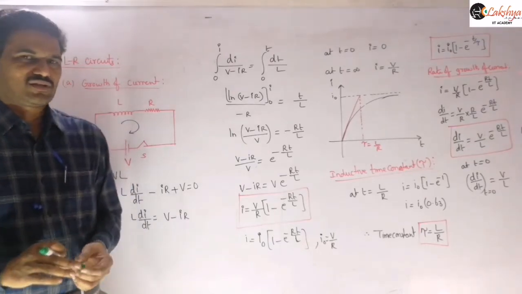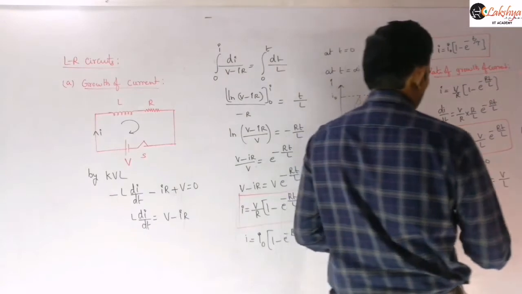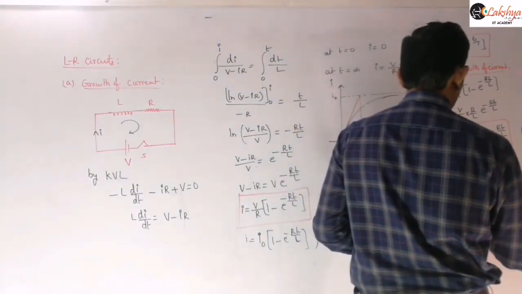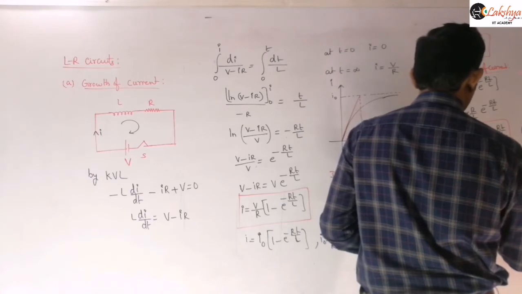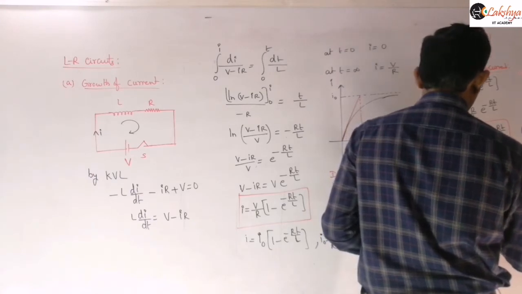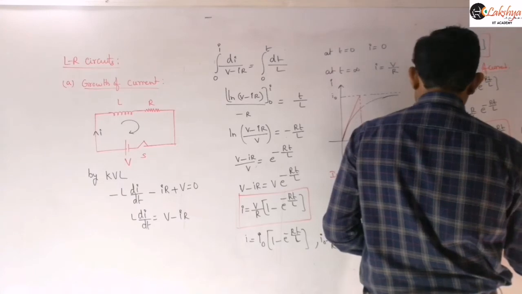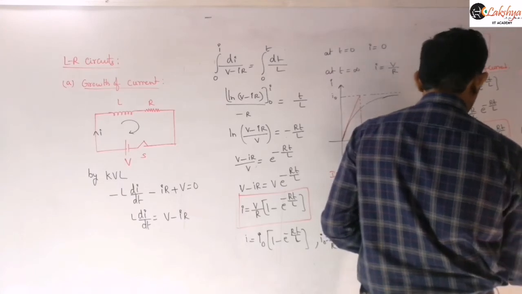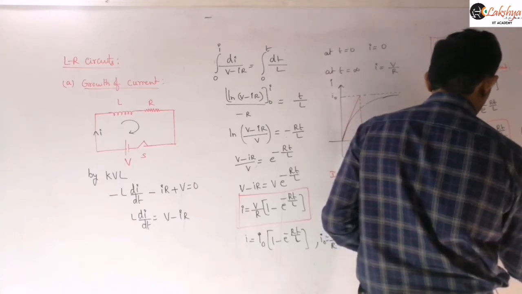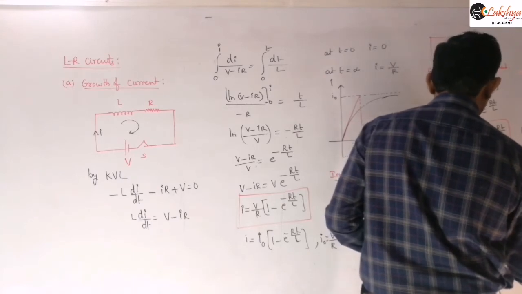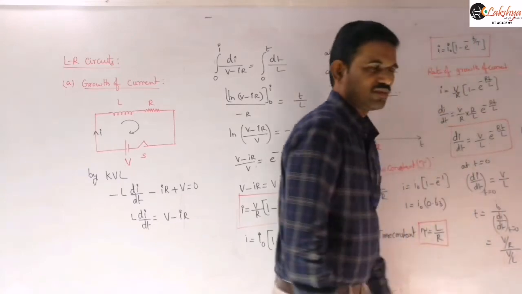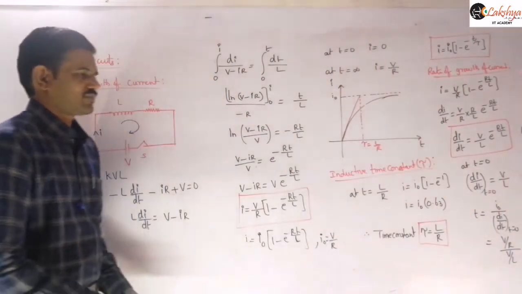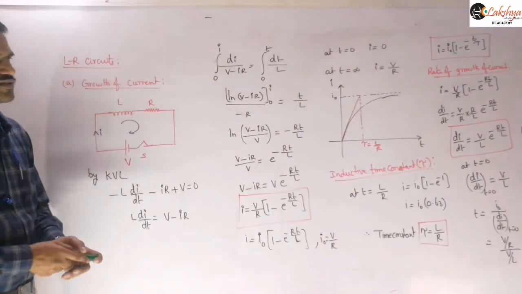You can also mention it like this. Just write T is equal to I maximum by di by dt at t is equal to 0. That's what I am saying. This I maximum is nothing but V by R. This di by dt is nothing but V by L. So you will get this value as L by R, the time taken to reach its maximum current if the rate of growth is constant.